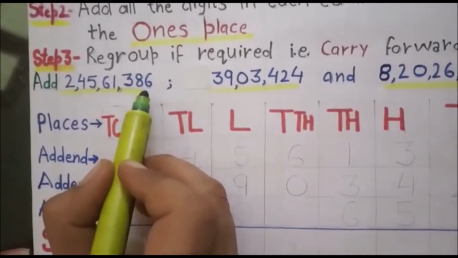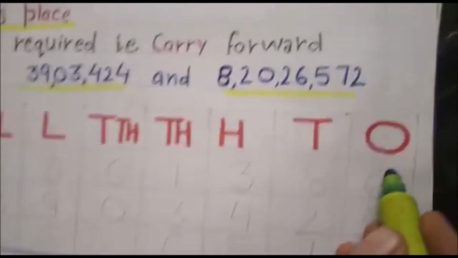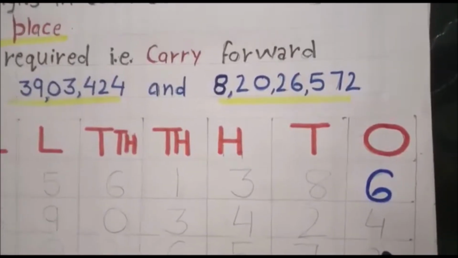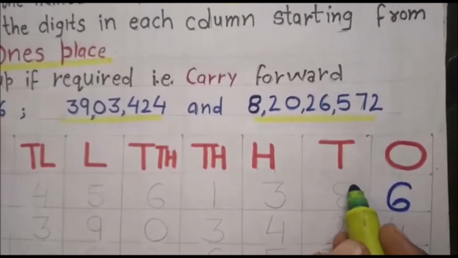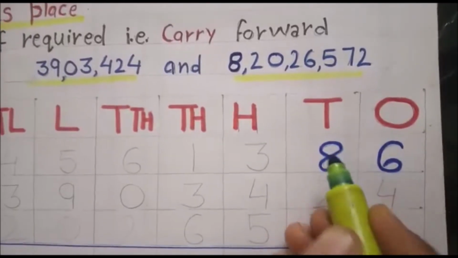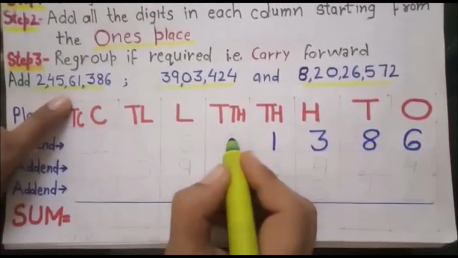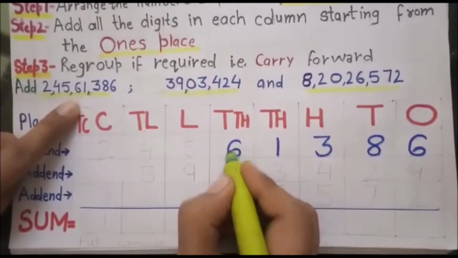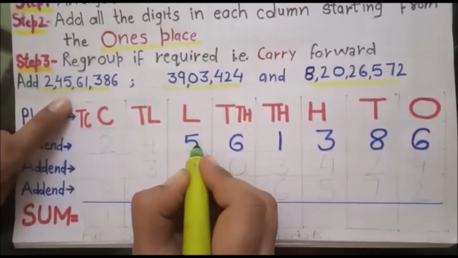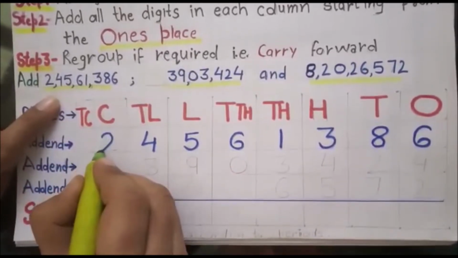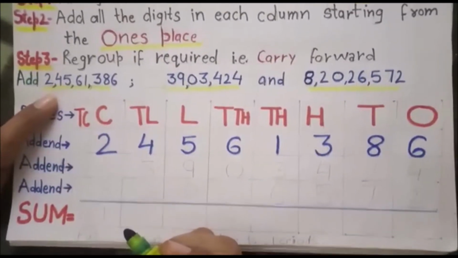First digit is 6. Ones place is 6. We start filling the number, arranging the digits under ones place. Then 8 is at tens place, 3 at hundred place, 1 at thousand place, 6 at 10,000 place, 5 at lakh place, 4 at 10 lakh place and 2 at crore place.